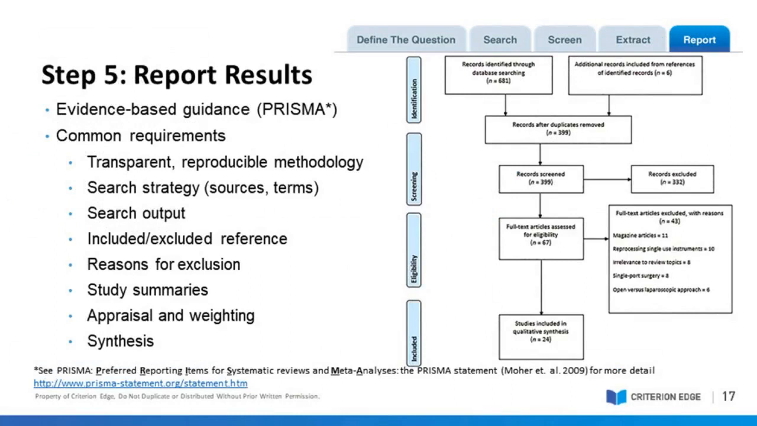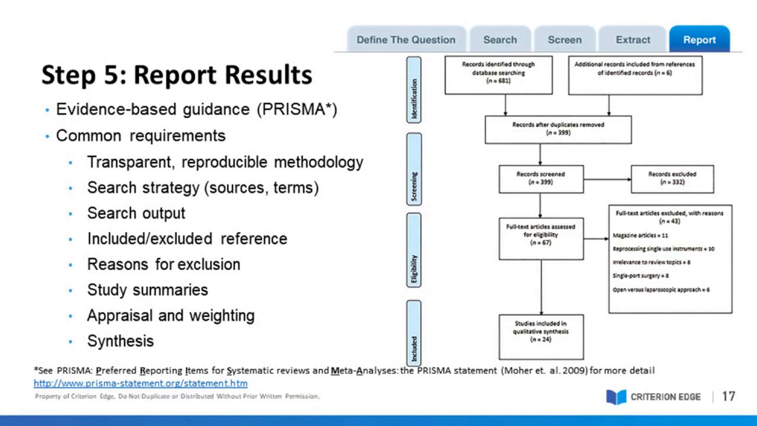Step 5, report results. So before we move on to talk next about the tools that can help with the literature review process, let's touch on the importance of transparent reporting. We talked earlier about the PRISMA reporting structure, which is a clear systematic flow diagram as is seen here, that documents each step of the review process.